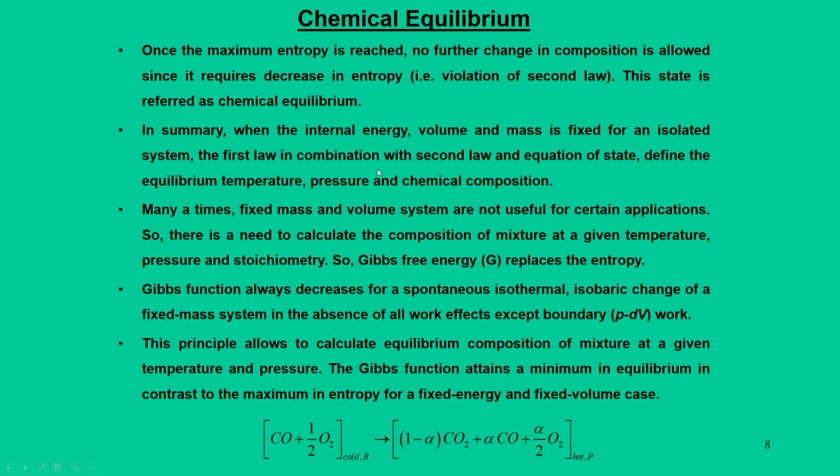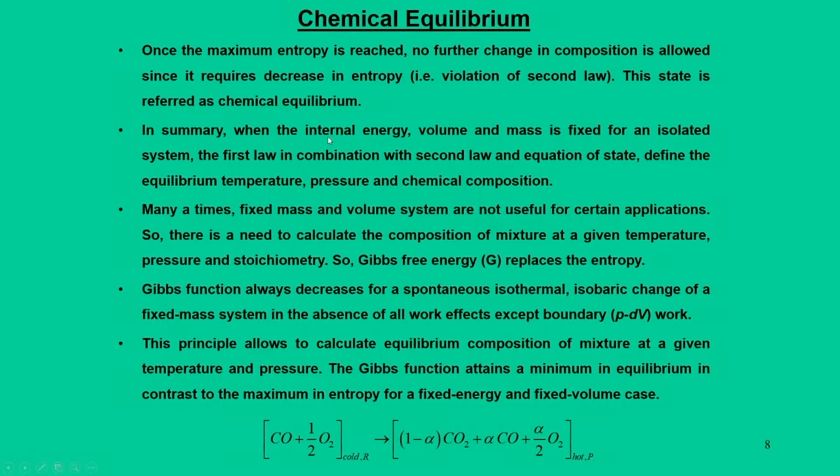If we summarize what we have learnt so far about chemical equilibrium, we can write it down like this. First, when the maximum entropy condition is reached, no further change of composition is allowed, since it would require a decrease of entropy. This is referred to as chemical equilibrium. In other words, the chemical reaction should proceed in the direction of increasing entropy.